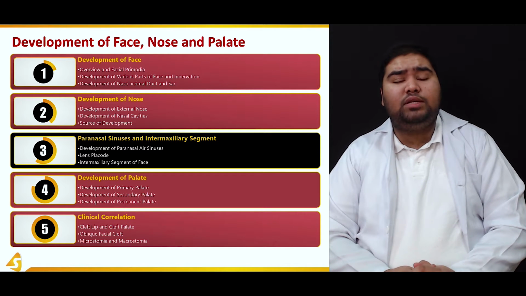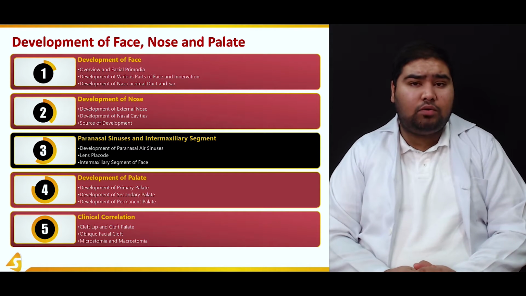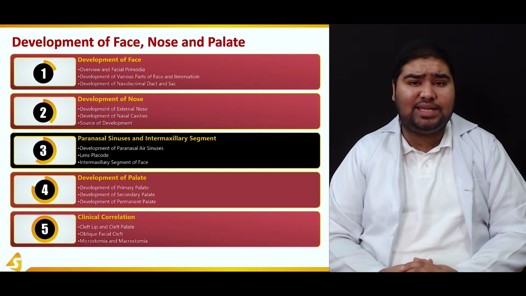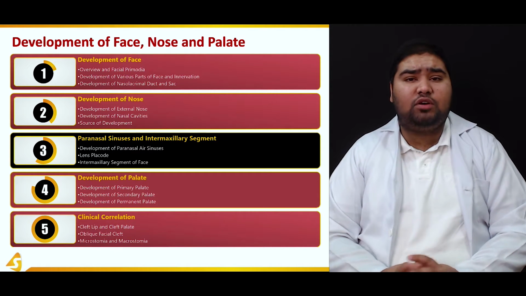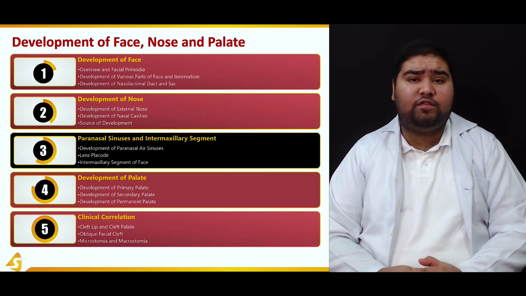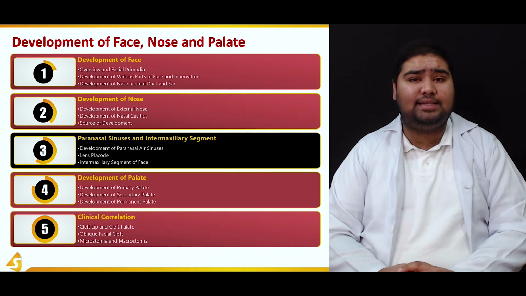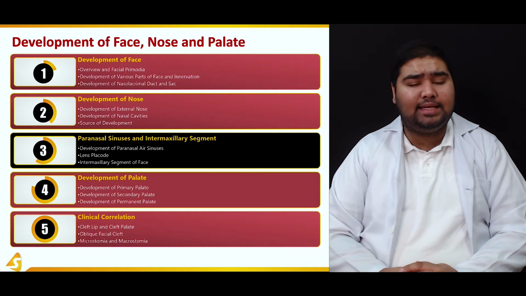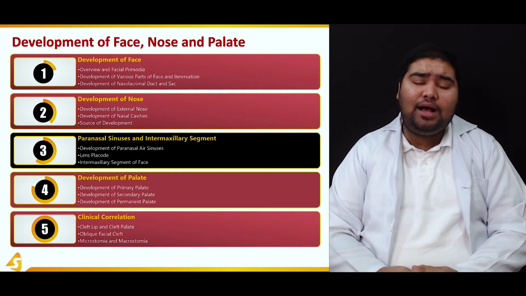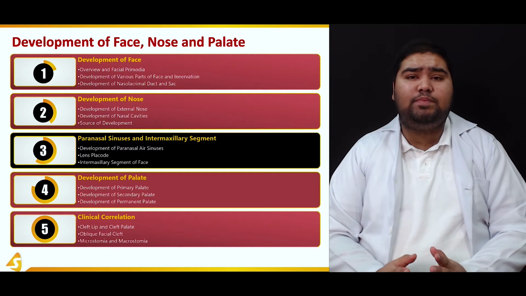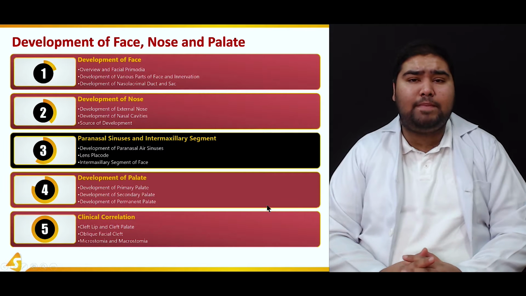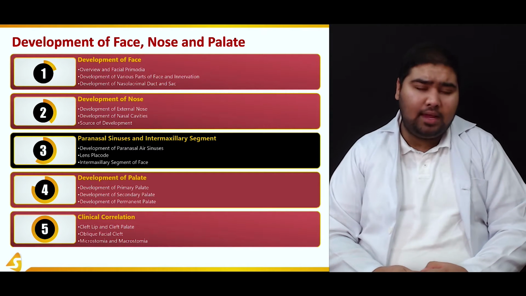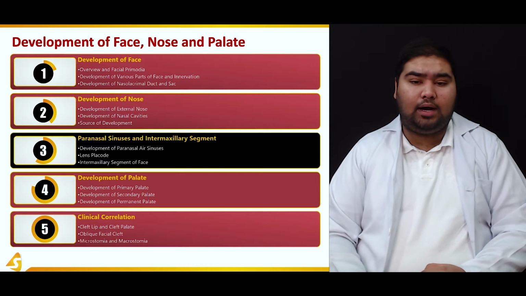Then we'll talk about the development of lens placode. The development of lens placode would not be taken up in a lot of detail here, as the development of the eye is a complete topic of itself, which will be discussed in a separate presentation. And finally, we have the intermaxillary segment, that is the area of the face that lies between the two fusing maxillary folds and forms the various parts of the face. We'll see what those parts actually are.